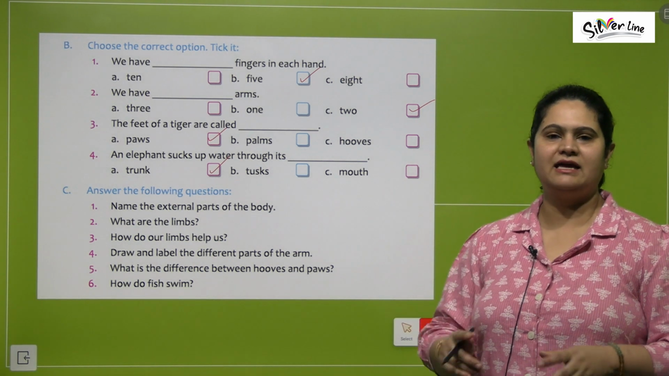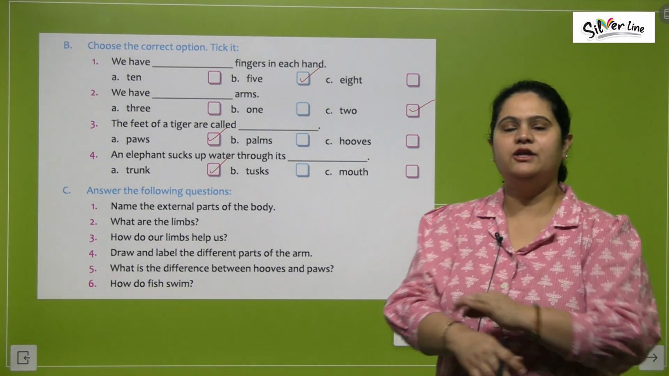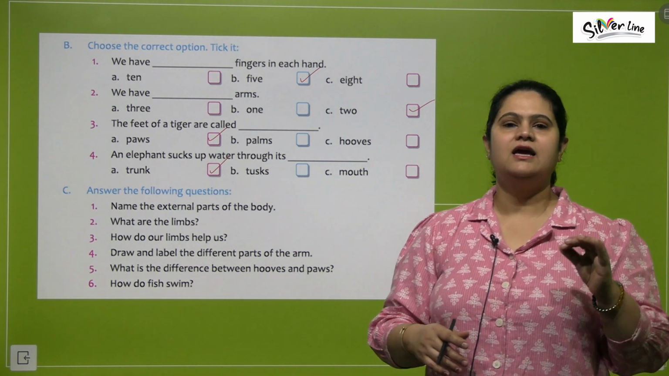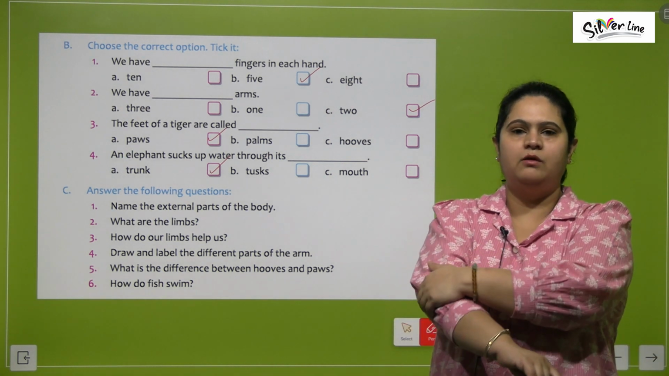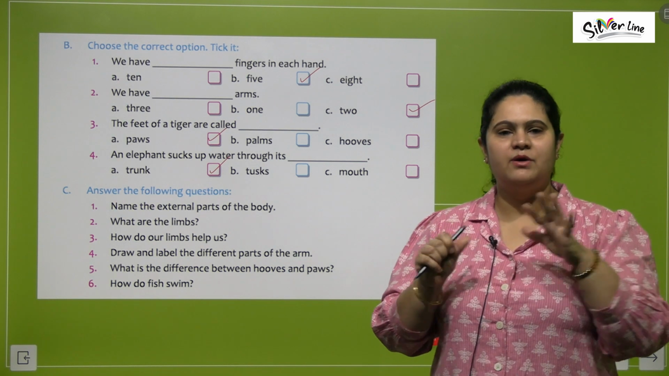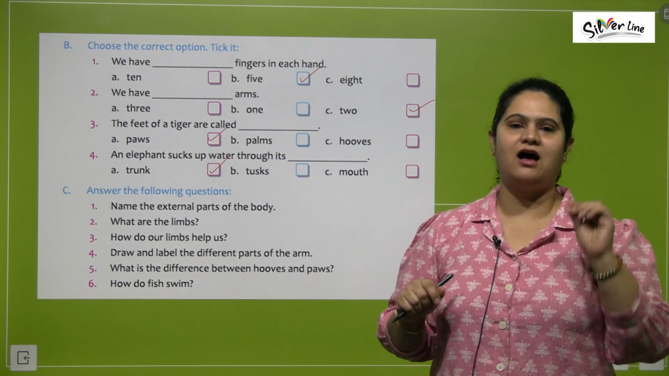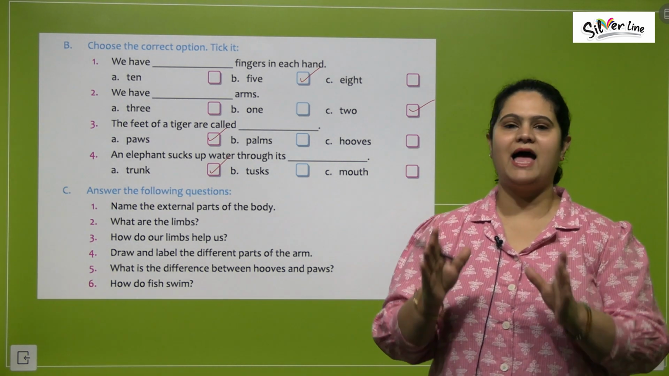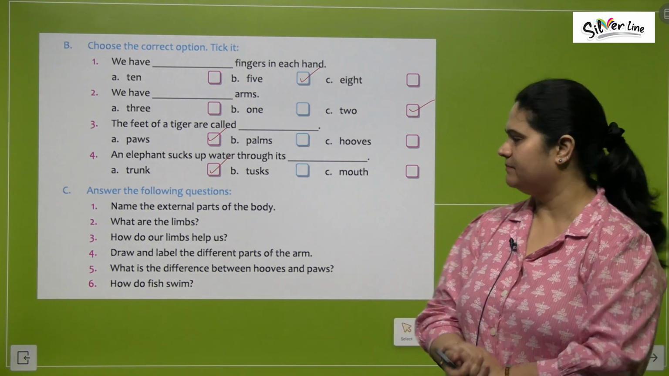Now you have to draw and label different parts of the arm. आप एक arm बनाएंगे, right hand बनाएंगे and you will label all the parts of the arm. Like this is the arm, elbow, wrist, fingers, hand, thumb, right? So all these parts of the arm you are going to draw and label, right?